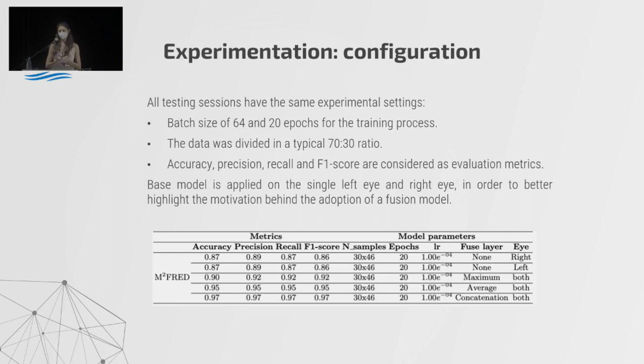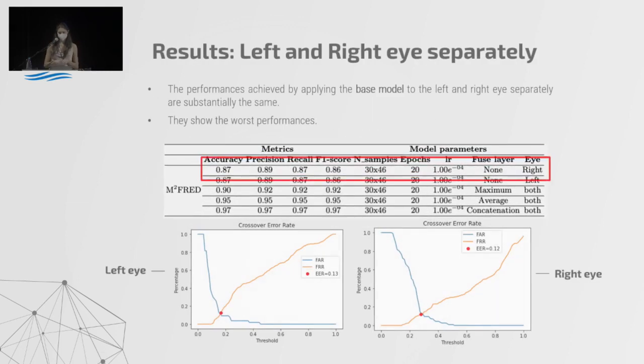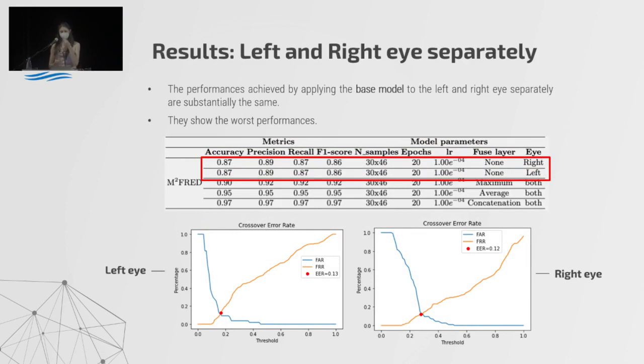So we tried the base model alone with the left and right eye, and then we explored the performance on the fusion of the eyes. The performance achieved by applying the base model on the left and right eye separately is more or less the same. So they show poorer performance in comparison with the adoption of the fusion model, as we can see from the table, with an accuracy score of 0.87.